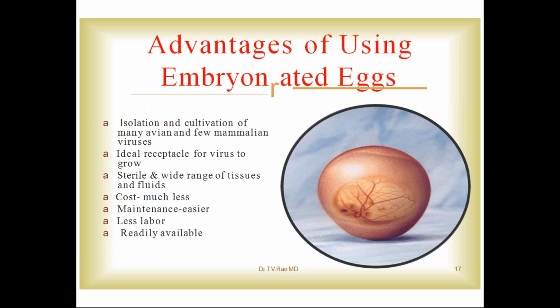There is a wide range of tissues inside: allantoic cavity, amniotic cavity, yolk sac, chorioallantoic membrane. Like that, various tissues are available inside the embryonated egg. That is why the embryonated egg is used. The cost is very low, maintenance is also easy, less labor, and readily available.